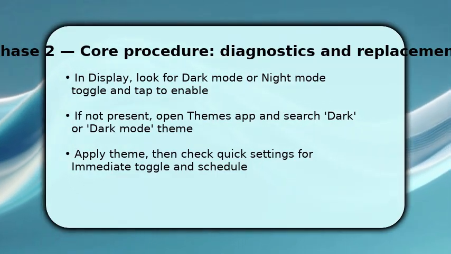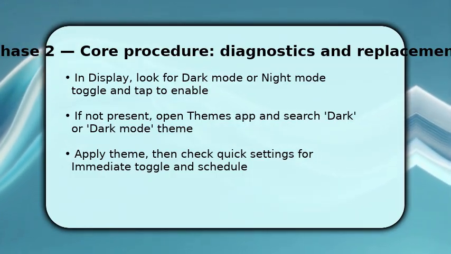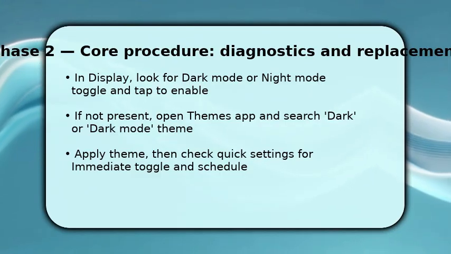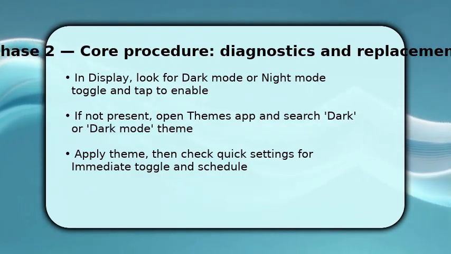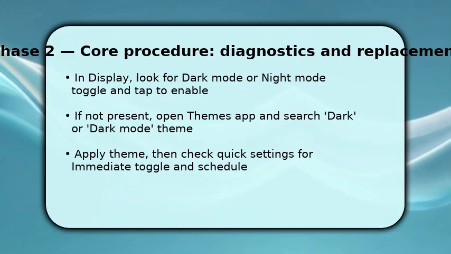If the toggle is missing, open the Themes app, search for a dark theme, and apply it. This replaces colors across the system. Once applied, make sure to check quick settings for a dark toggle and set a schedule if you want automatic activation. Doing this ensures consistent results across apps and menus.